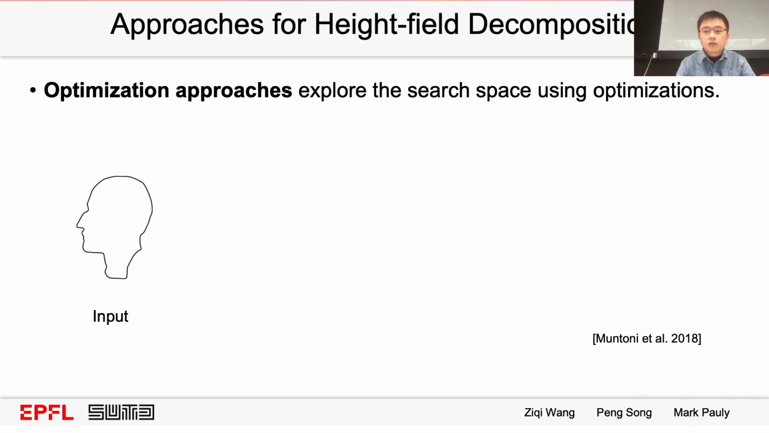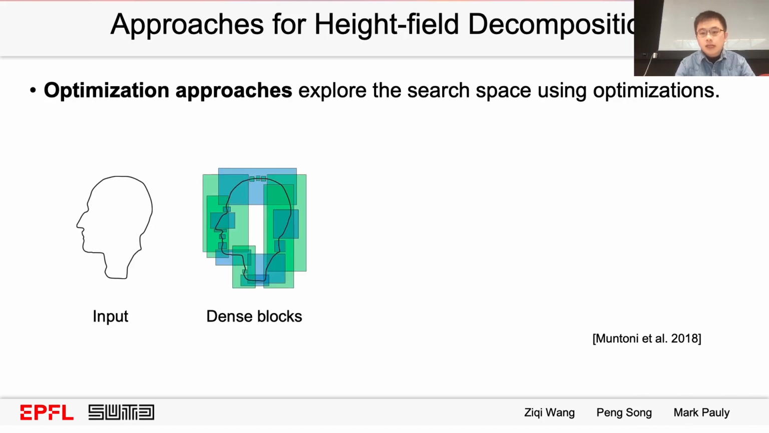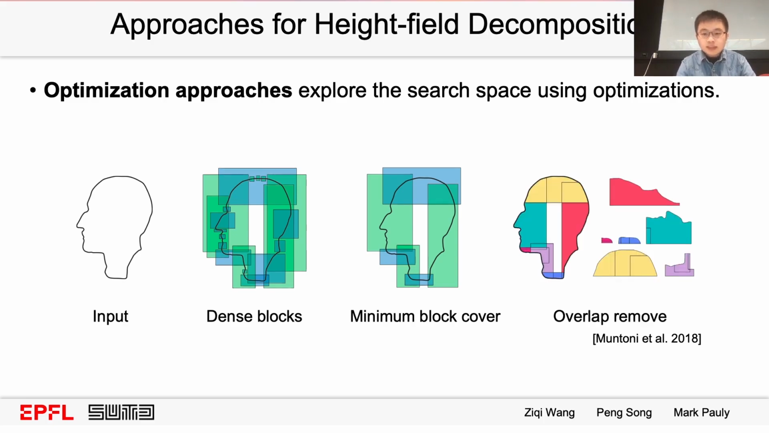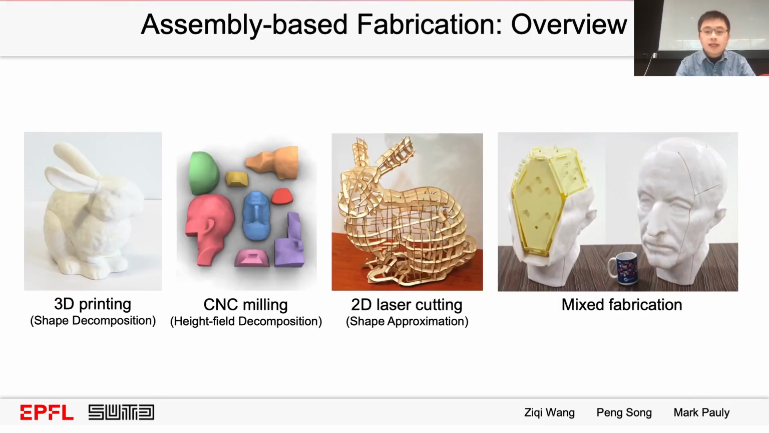Given an input model, they first produce a compact set of large, possibly overlapping height field blocks that jointly cover the model surface by solving an optimization. Next, a minimal set cover algorithm is used to reduce the number of decomposed blocks while allowing overlaps among them. Lastly, the overlaps are resolved by assigning the overlap portion to one of the associated blocks using a graph-based algorithm. Here ends the CNC milling.